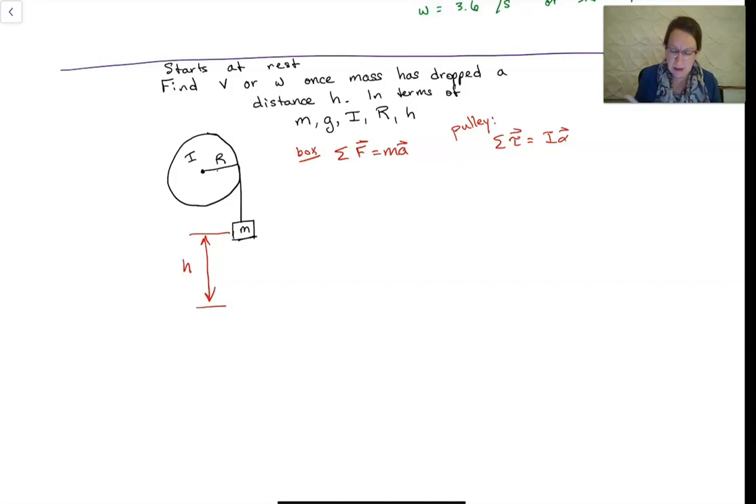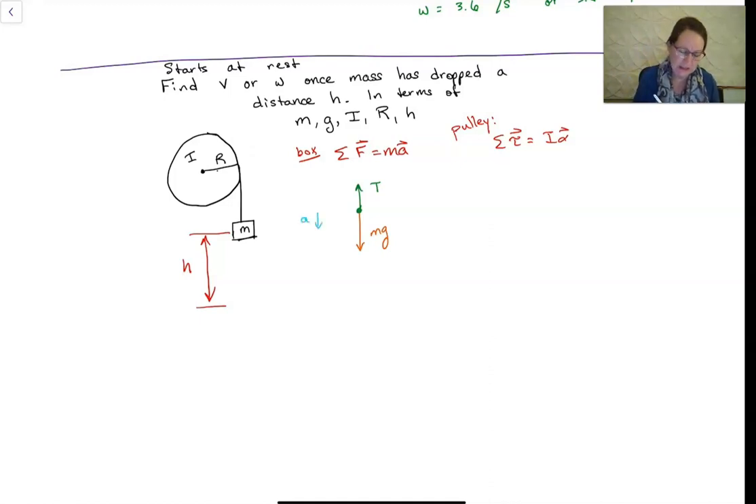Okay, so for the box, we've got a fairly simple situation. We've got tension that's up. We have mg that's down. That must be bigger because it is falling, right? So mg is bigger. It starts from rest and starts falling. So we do have an acceleration that's down.